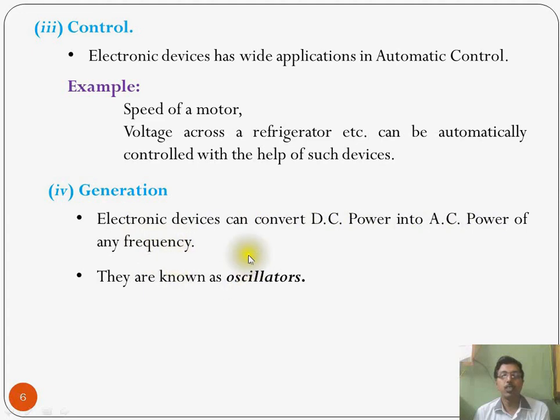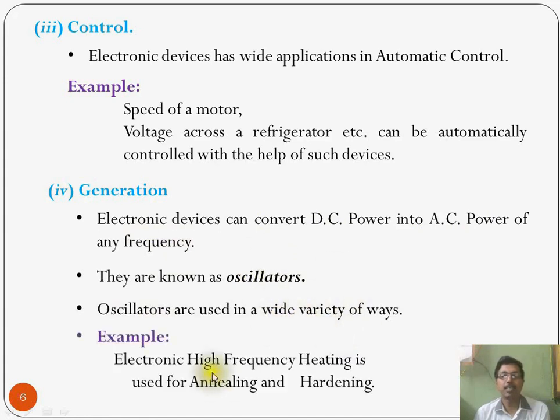So those are all called oscillators. These oscillators have a wide variety of uses. For example, electronic high frequency heating is used for annealing and hardening purposes. If you take an electric oven, there also we are using the high frequency heating method. That is also possible with the help of these oscillators.